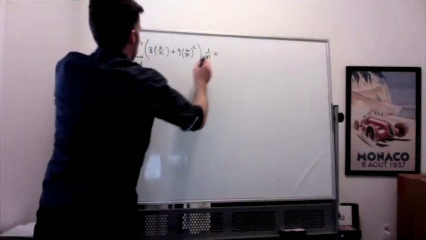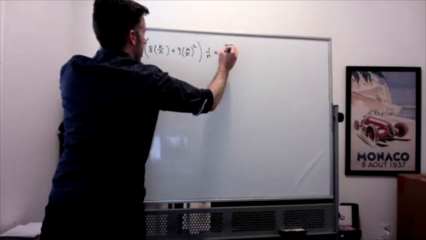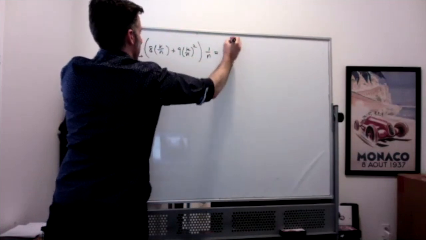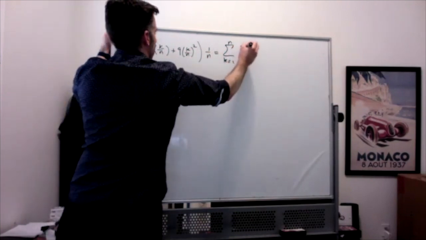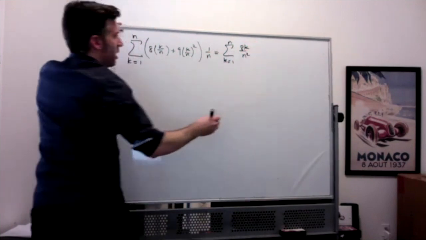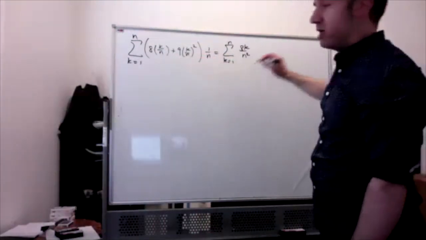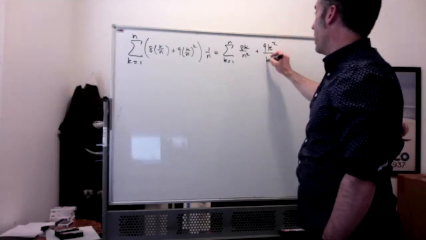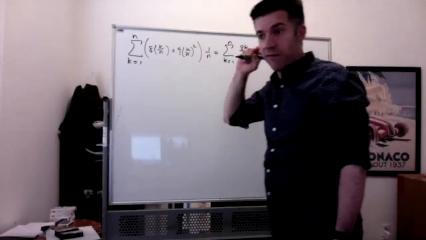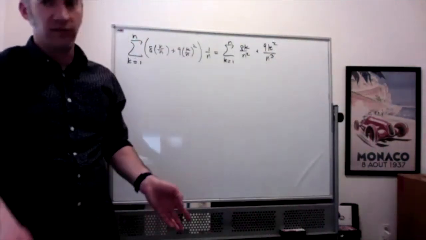Looks good. So then we're going to distribute a bit. I'm going to distribute the 1 over n in, so I'm going to get the sum from k equals 1 to n. 1 over n times 8k over n is going to be 8k over n squared. And 1 over n times 9 times k over n squared is going to be 9k squared over n cubed. And we're feeling good about this because our powers of k are 1 less than our powers of n.